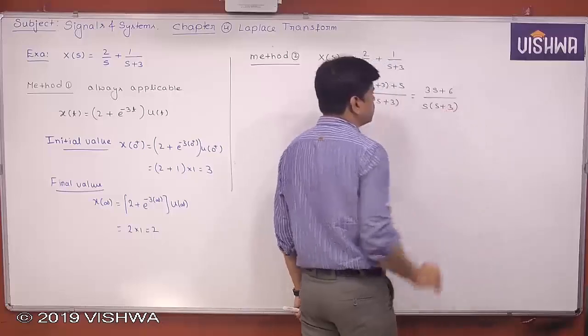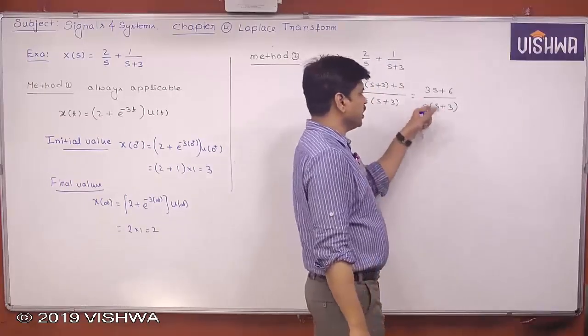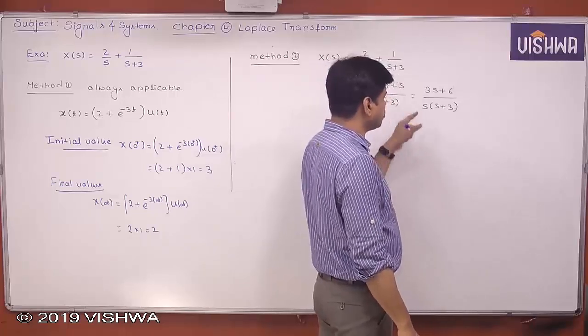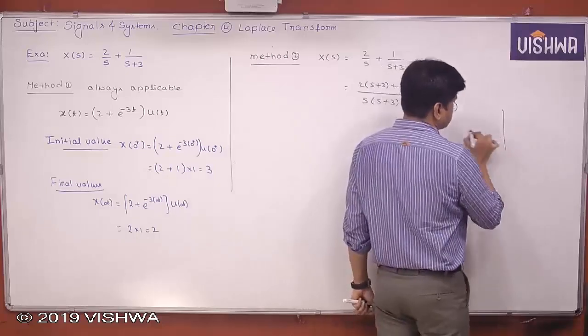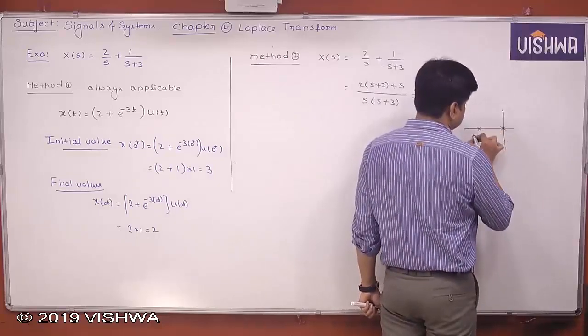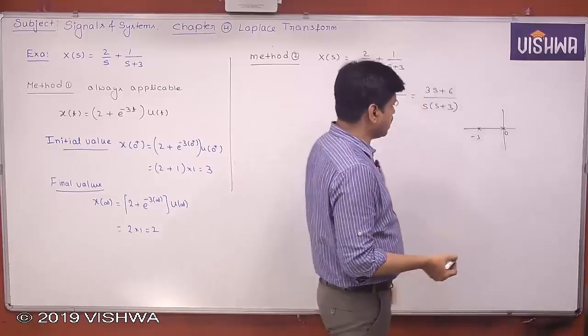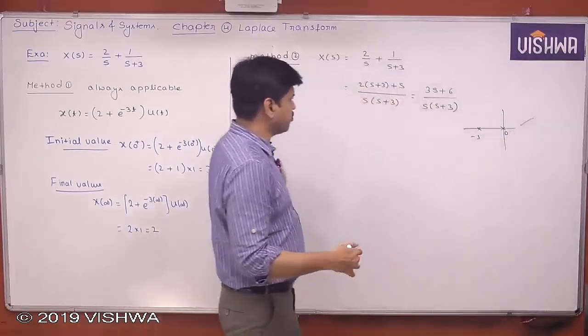First, is it a proper fraction? Yes, definitely it is a proper fraction. Next, does it have any pole on the right half of the s plane? No. What are the poles actually? 0 and minus 3. One pole at the origin is allowed and every pole is on the left half of the s plane. So this is also valid. So we can apply the initial value theorem and final value theorem.